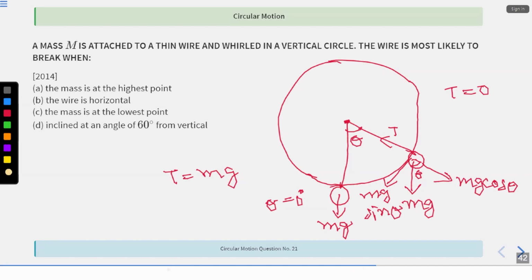The mass is at the lowest point. Yes, this is the lowest point, and we can see that we have maximum tension in the string at that point. Inclined at an angle of 60 degrees, this is the same, mg cos theta would be the only net thing. So therefore, our option is C. That is correct.